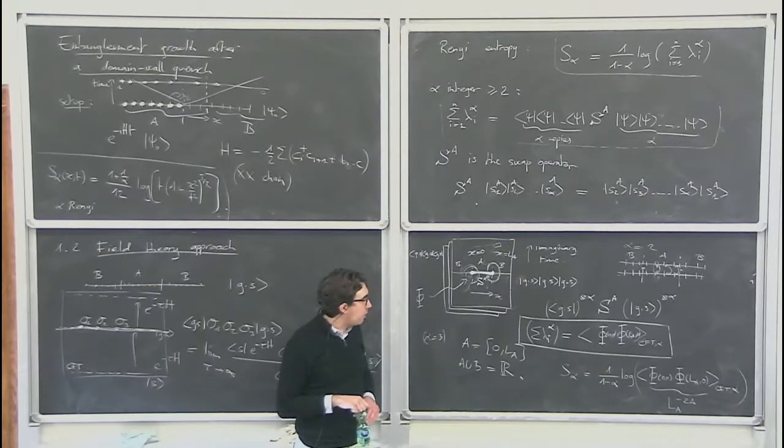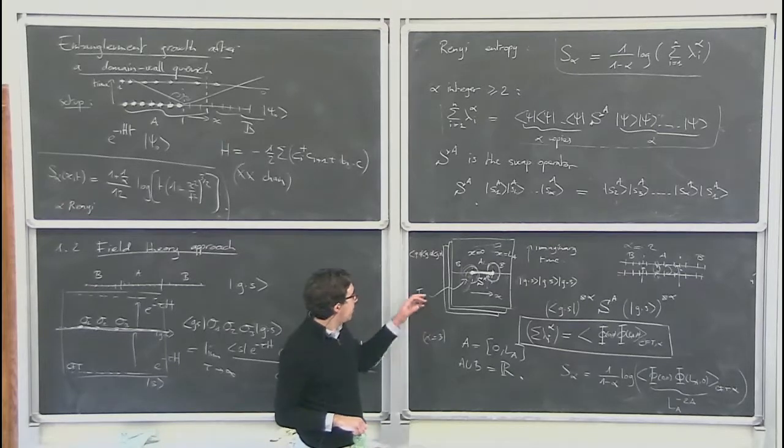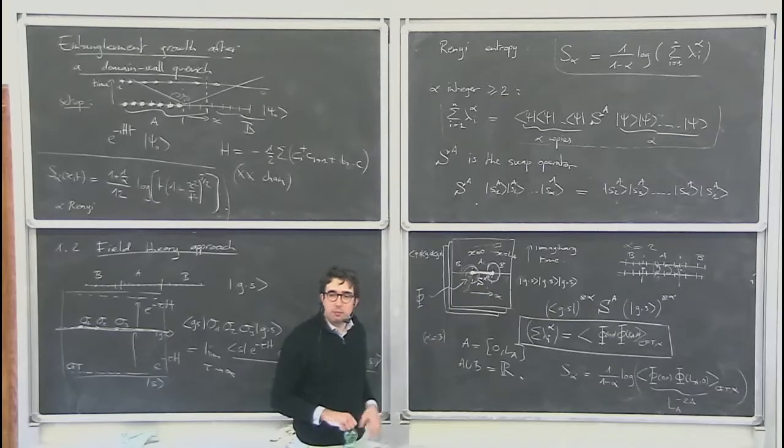I'm picking the one with the lowest possible scaling dimension. There's only one smallest possible scaling dimension.